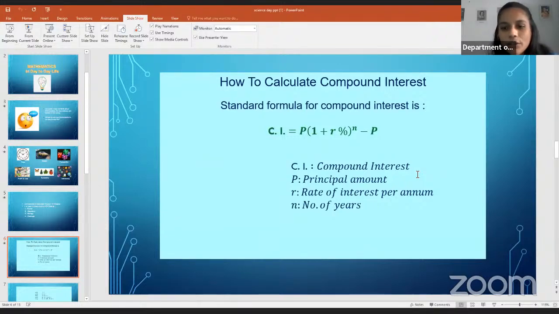So what is the standard formula for compound interest? It is compound interest equals P into (1 plus R%) to the power n minus P. CI is our compound interest, P is our principal amount, R is the rate of interest per annum, and n is the number of years for which we want to calculate the compound interest. This is the formula which we have learned till now. But using Vedic mathematics, there is another way which will be easier. Rather, it is a trick which you can use to calculate compound interest.